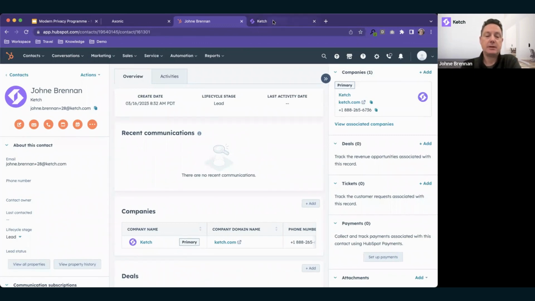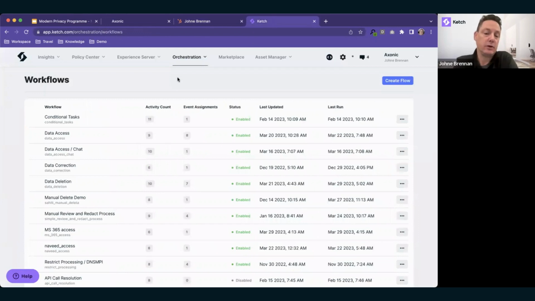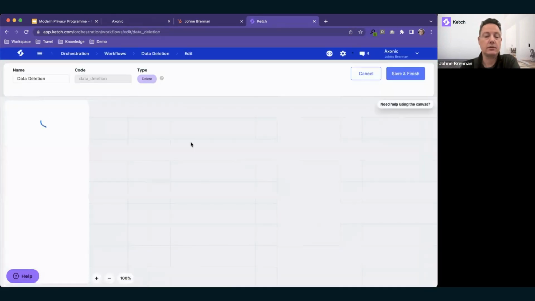Then we're going to go into a workflow. Ketch will receive this request and determine, based upon the jurisdiction and the type of request, which in this case was a delete request, and it's going to kick off a specific workflow. So let me walk you through what that workflow looks like.